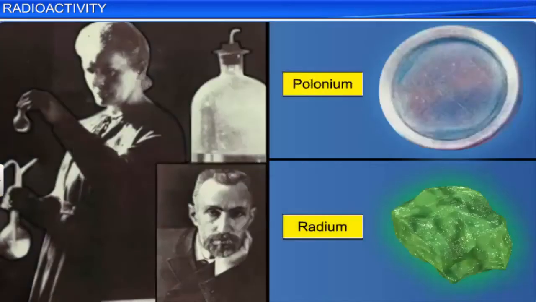Subsequently, Marie Curie, along with her husband Pierre Curie, found two more elements, polonium and radium, that emitted similar radiations. The term radioactivity, which refers to the phenomenon of emission of all such radiations, was coined by Marie Curie.